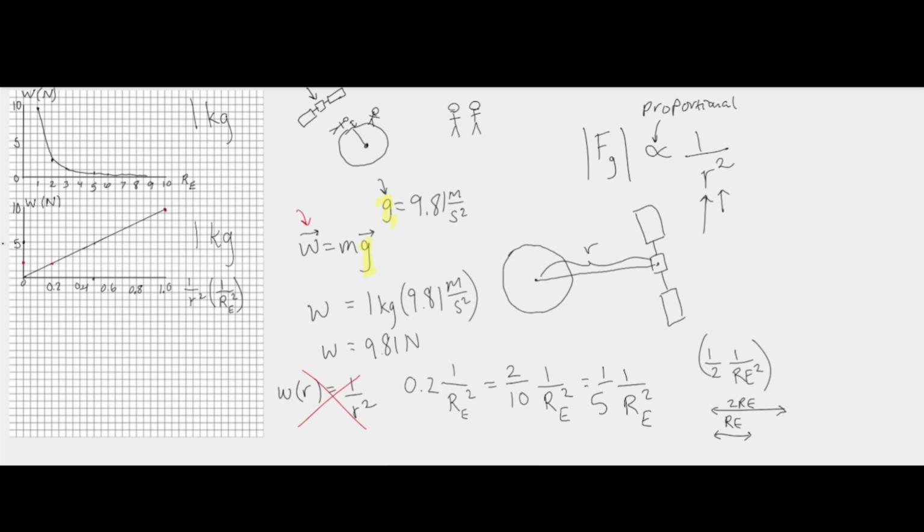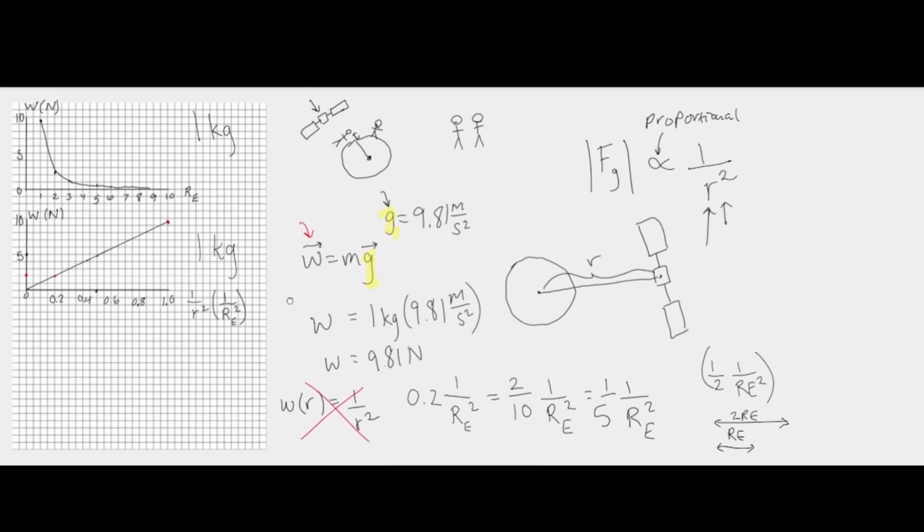So this shows that there is a linear relationship when you plot the weight force due to gravity versus the 1 over r squared relationship. We actually see a linear relationship. Now, that's kind of complicated. And if you're not 100% clear on this second graph, that's okay. Don't worry about it. It's a little bit abstract.